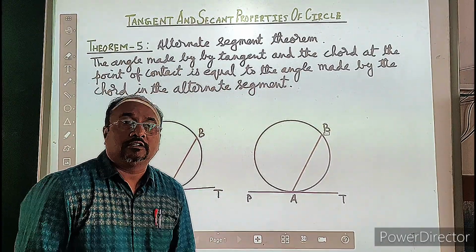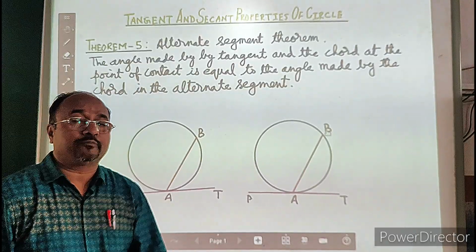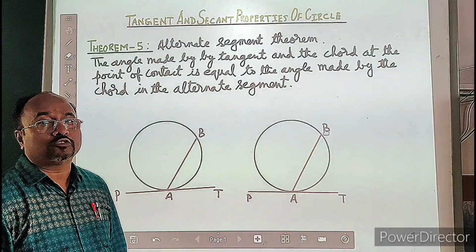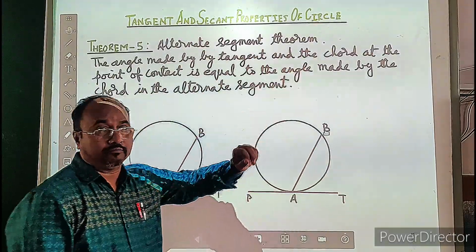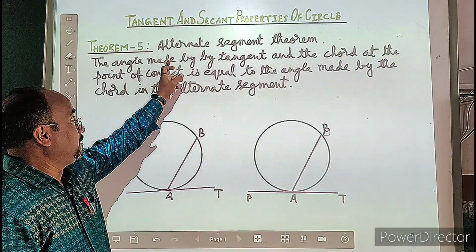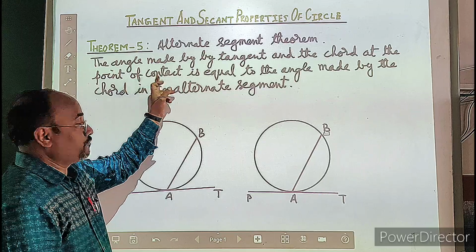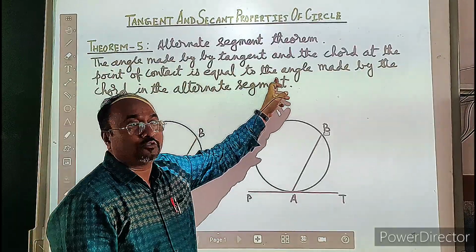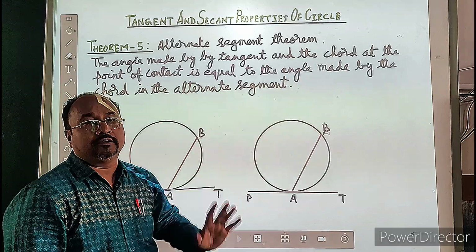Hello students. So moving on to the next theorem based on tangent and secant properties of circle, we come to theorem 5, which is also named as alternate segment theorem. The theorem says that the angle made by the tangent and the chord at the point of contact is equal to the angle made by the chord in the alternate segment.